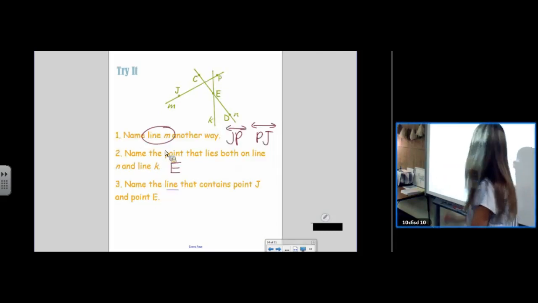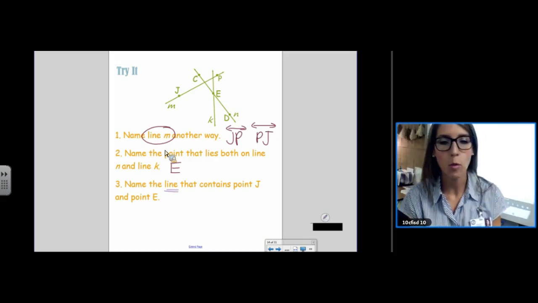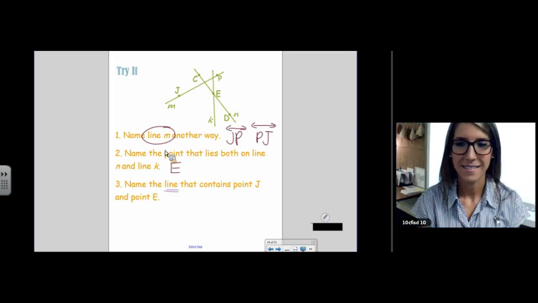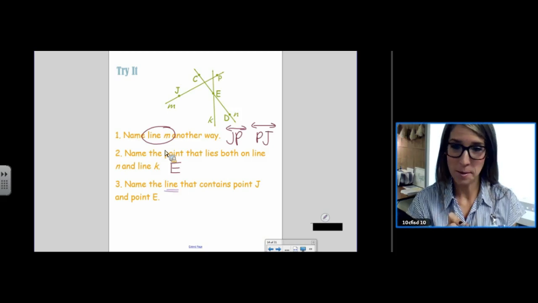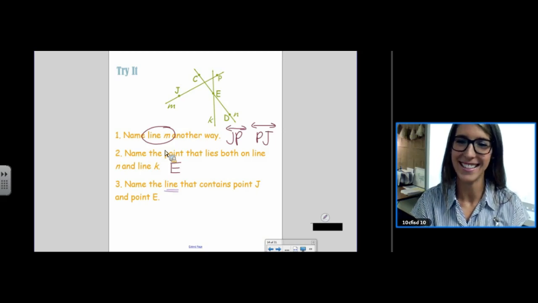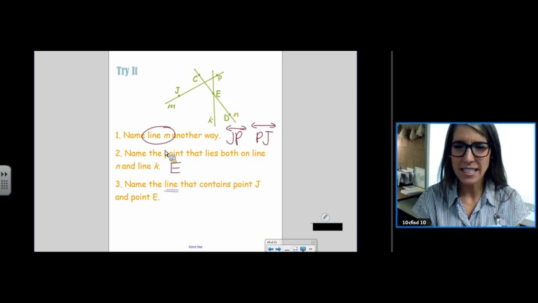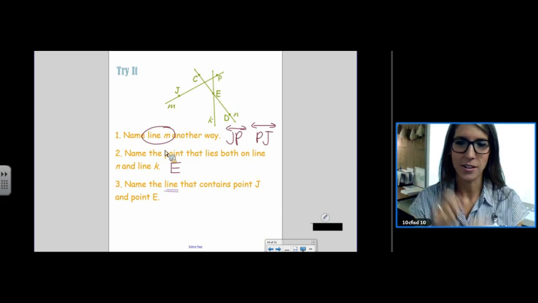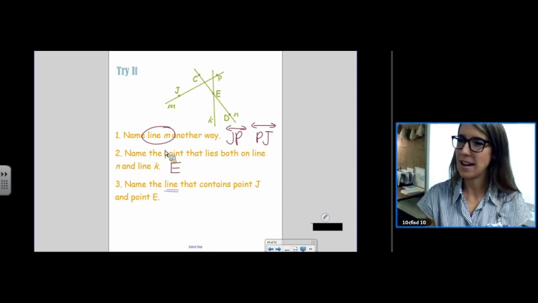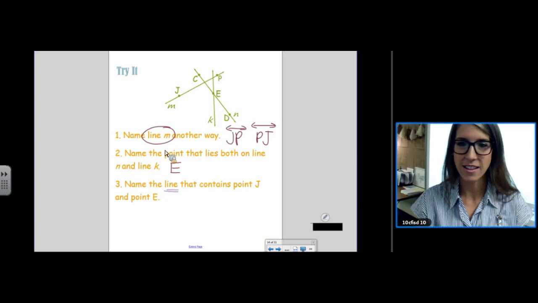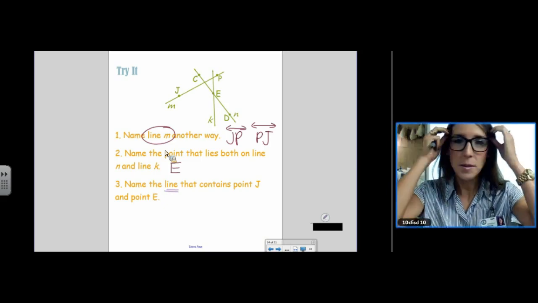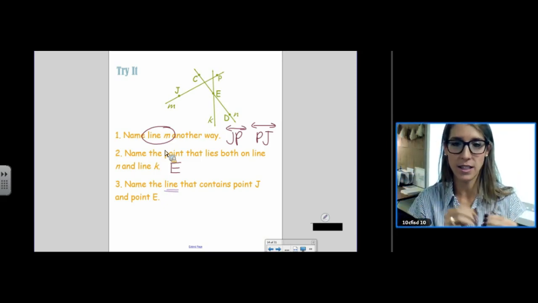Alrighty, number 3. Name the line that contains point J and point E. Nathaniel, we're not going to be picky about the little dot being a little off center. Okay, don't hold me to that because our diagrams are not always perfect. This one's a little bit different. This one's a little bit K level. Because you're like, wait a minute, there is no line through J and E. There is none.